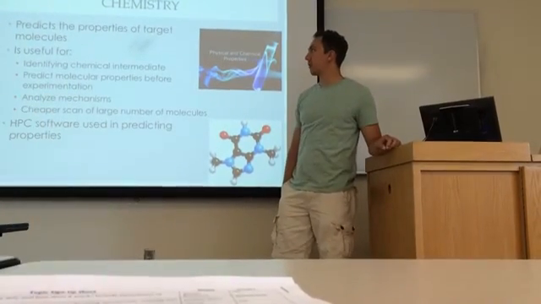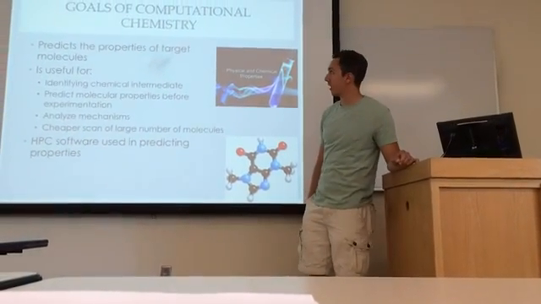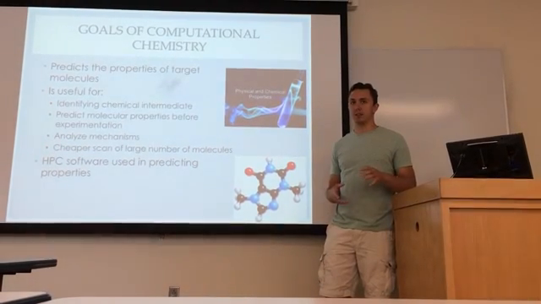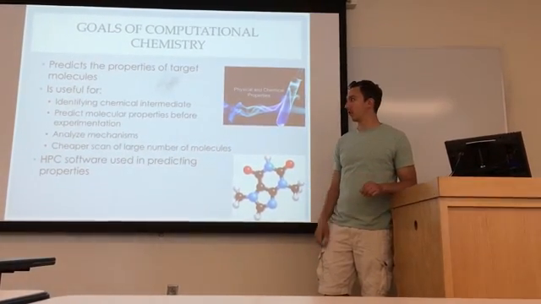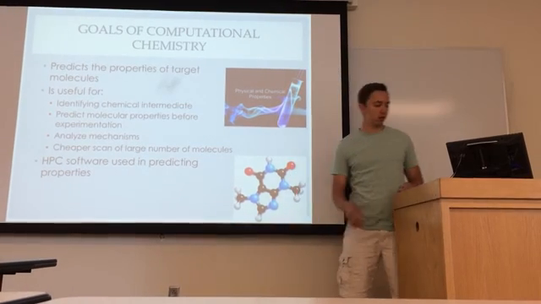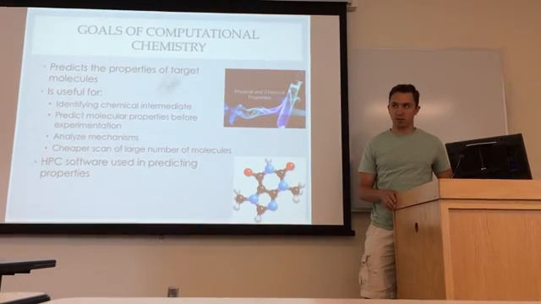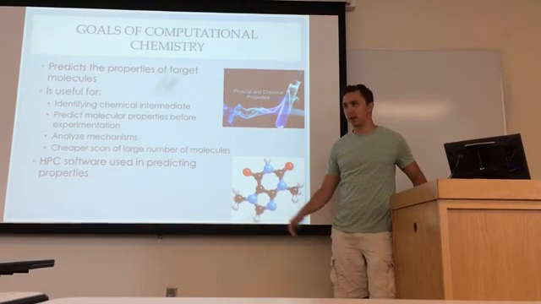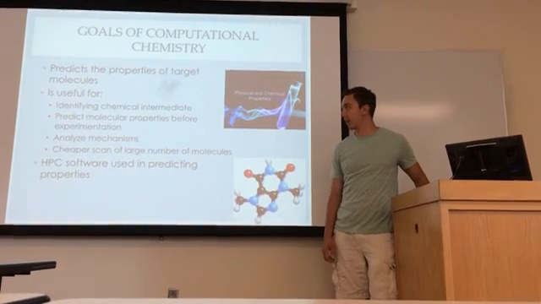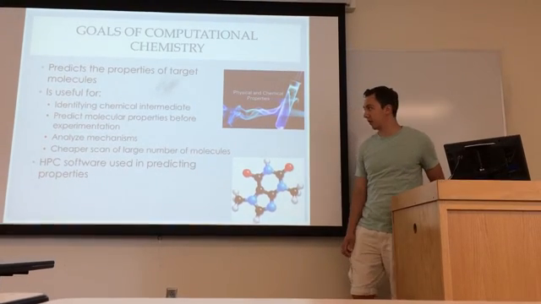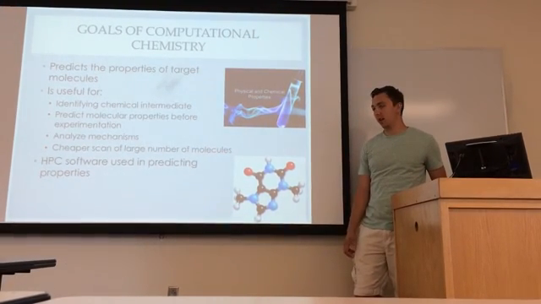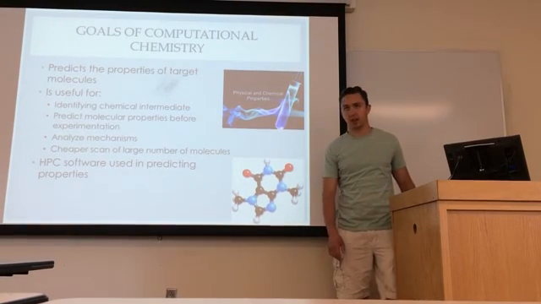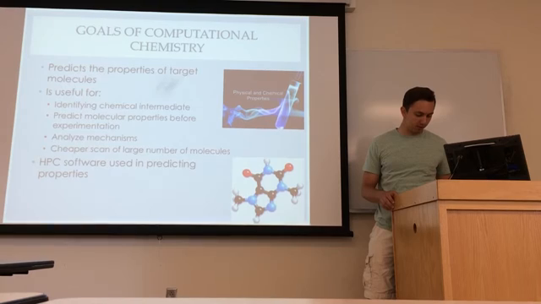On computational chemistry. So what is computational chemistry? Computational chemistry is the chemistry of predicting models of molecules in order to understand their properties before you go into experimental procedures. It can be useful for many things, including identifying chemical intermediates in a reaction. Predicting properties is one of the main things they use them for, looking at mechanisms of certain reactions. It's a lot cheaper than scanning a large number of molecules in traditional methods.